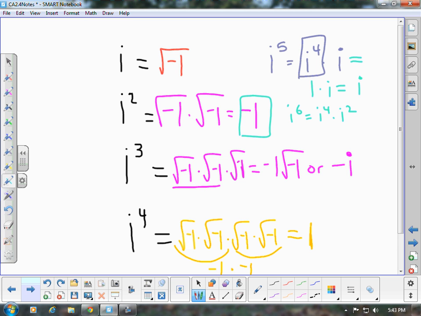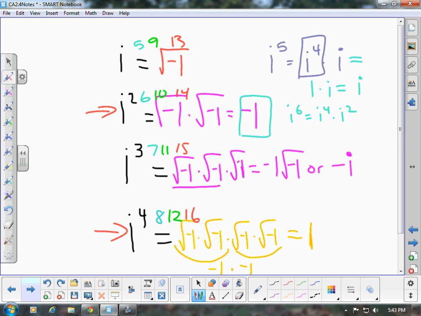i to the seventh would be negative i. i to the eighth would be 1. And you can continue this as a pattern forever. So then this would be to the ninth, to the 10th, to the 11th, and the 12th. 13, 14, 15, 16.